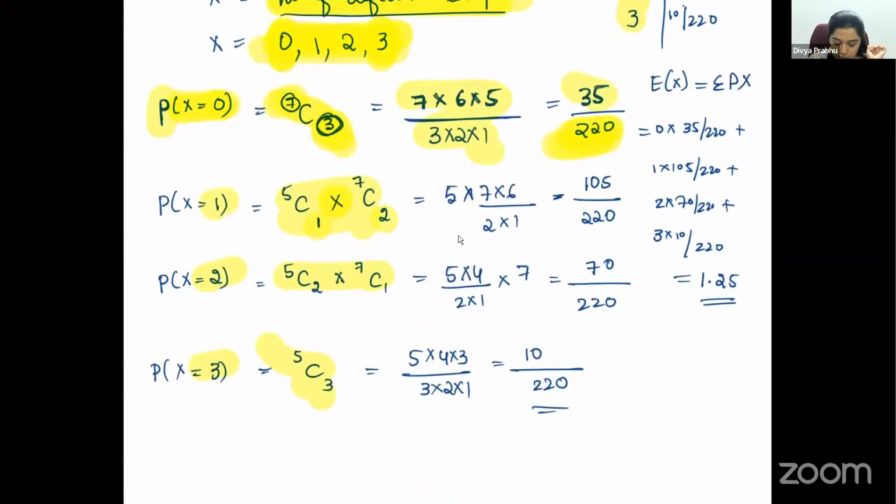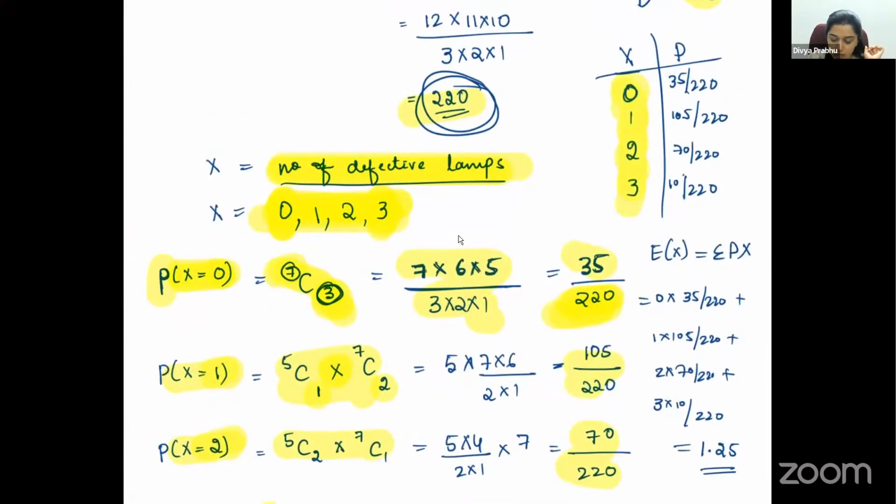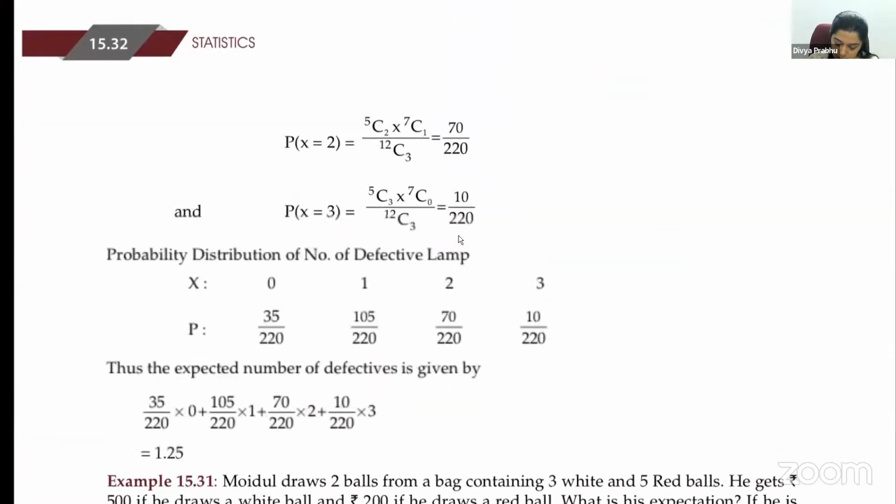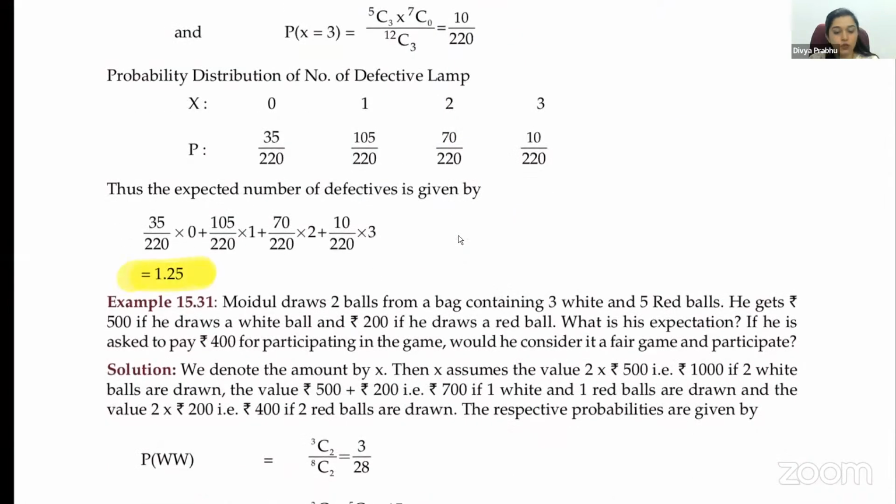Similarly, calculate probabilities for every value of x, right? So this is what you get, probabilities. You write x values here, probabilities here, multiply them, you get E of x, which is 1.25. This is the expected number of defective lamps as per the question. Okay, you can see here it is 1.25.